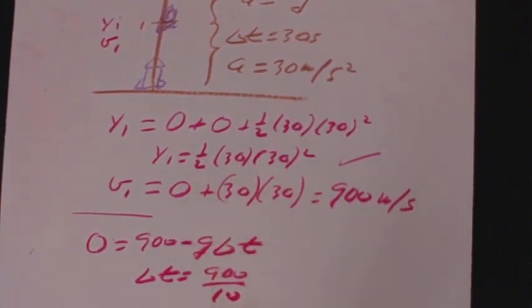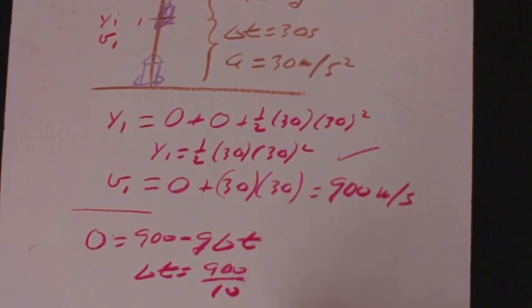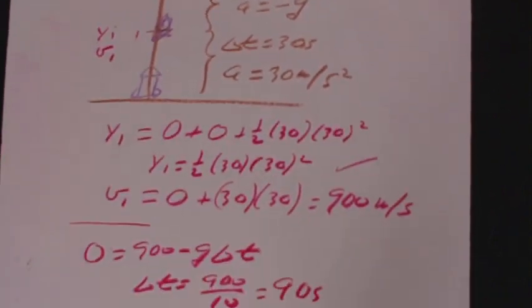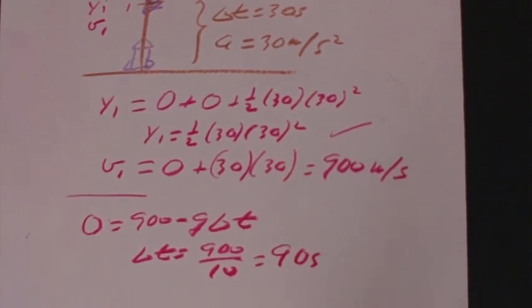Now I know g is 9.8, but I'm just trying to get some general numbers going here, and maybe do a few in my head here. So it'll approximately take another 90 seconds or so for the rocket to reach the very top and stop up there. There's two numbers you have right there.